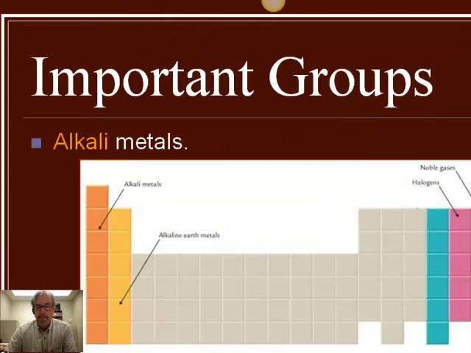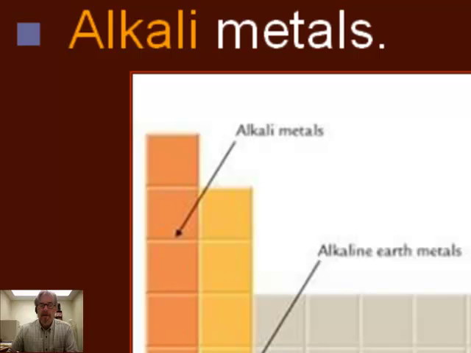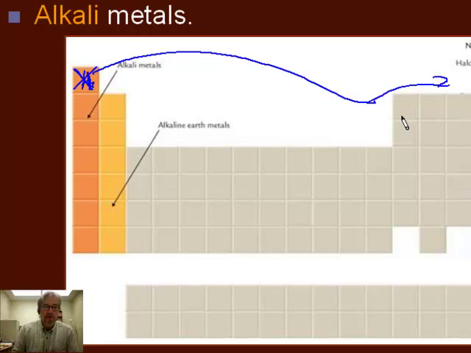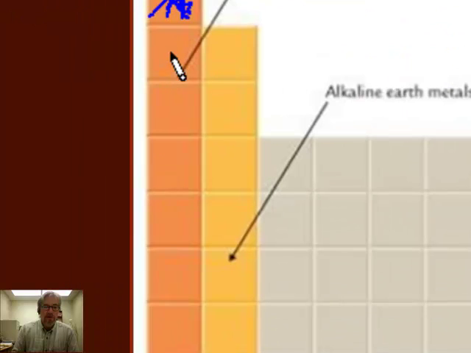On the periodic table, there are some important groups that we want to identify. One is the alkali metals. The alkali metals do not include hydrogen. Hydrogen's up at the top here, but that is not a metal. That actually belongs over here with the nonmetals. So starting below that, we have lithium, sodium, potassium, rubidium, cesium, and francium.